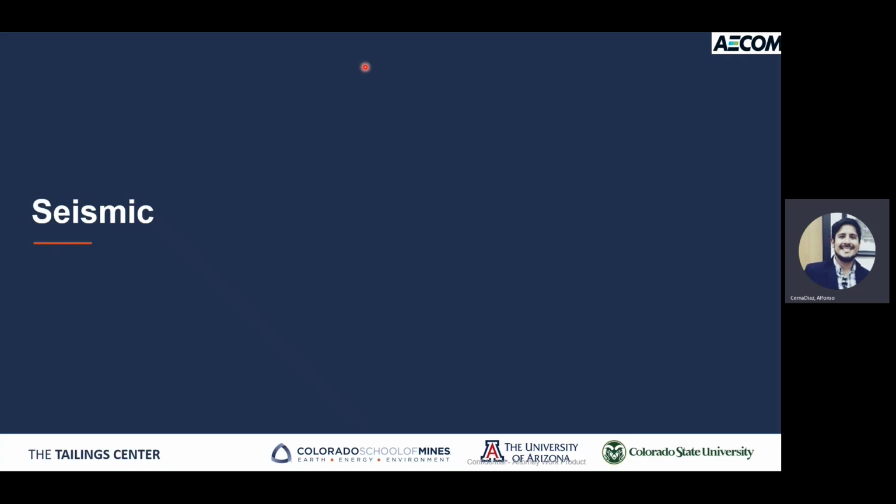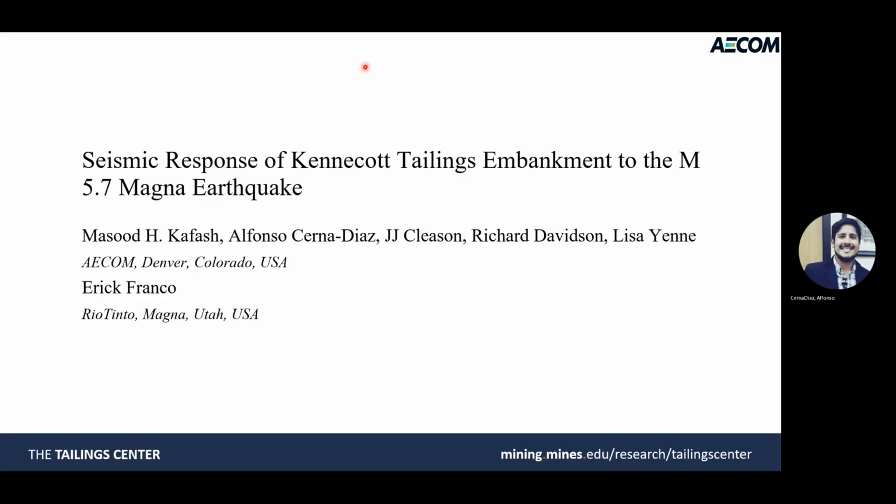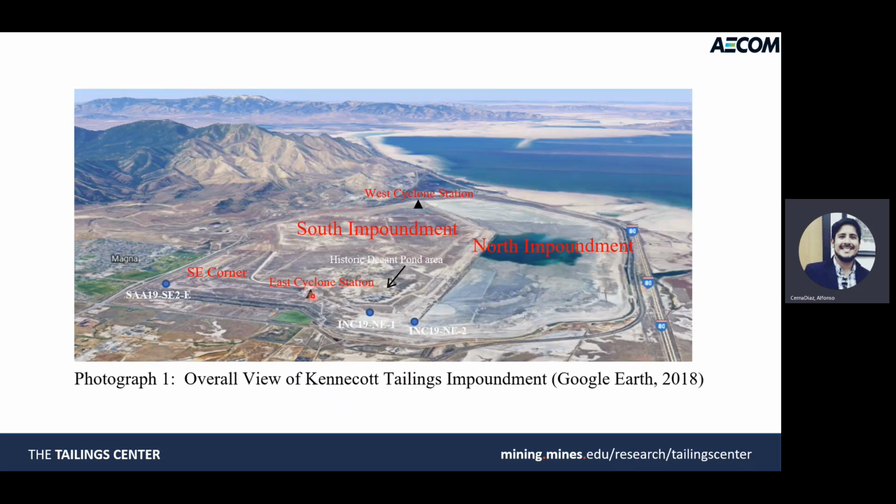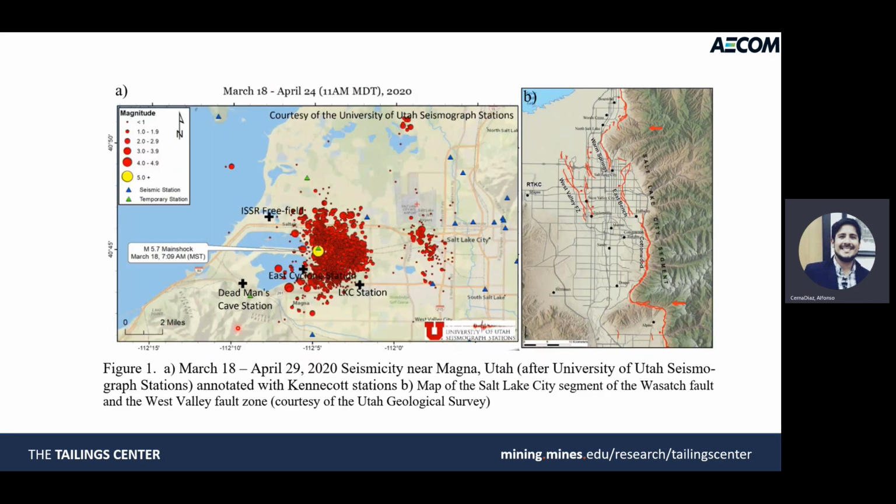In terms of seismic, we recently published this paper in the Tailings and Mine Waste Conference. We had a tailings facility in the western part of the United States that was subject to a magnitude 5.7 earthquake. Fortunately, we had a lot of measurements. We have a lot of instrumentation in the facility: pore pressure transducers, accelerometers in the rock, on the top of the tailings and in the free field, and inclinometers. So we really have a lot of information to calibrate our numerical models and analyze the behavior of these tailings.